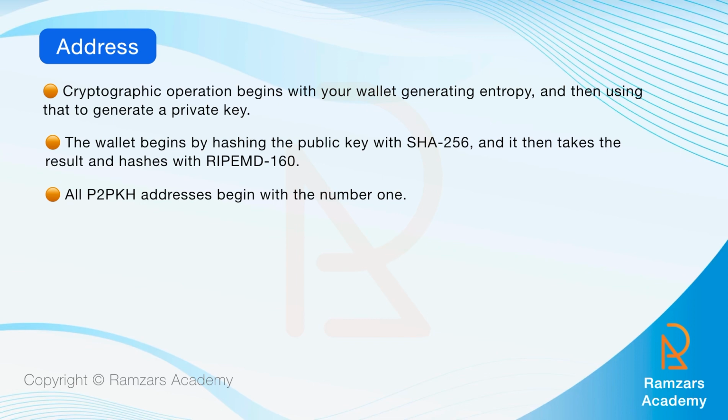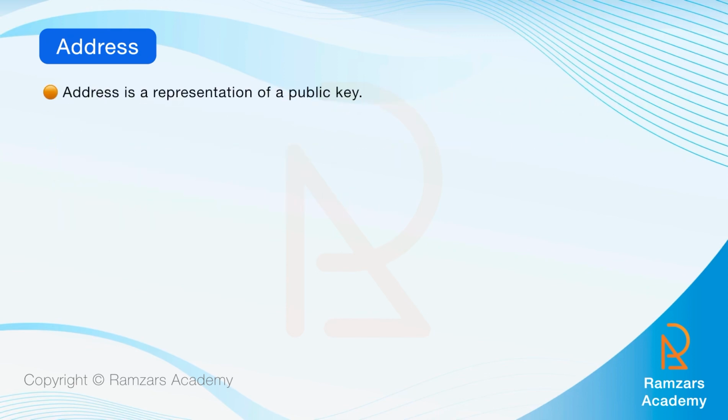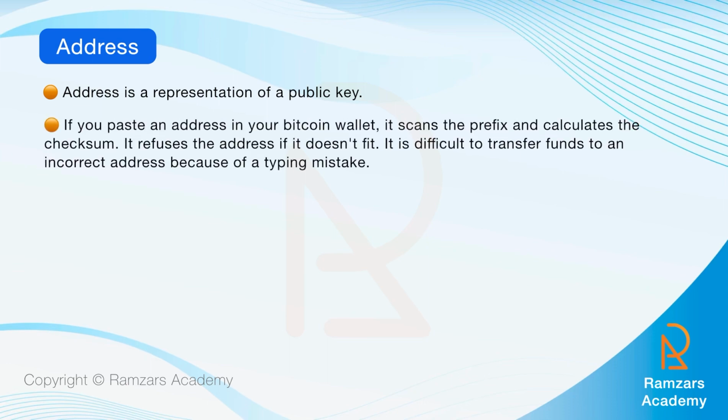At the end of the string, 4 checksum bytes are appended. Finally, the wallet encodes this string with a base 58 encoding, and we get a Bitcoin address corresponding to the supplied public key. The resultant address is a representation of the public key. The checksum is added to remove some alphanumeric characters from the address to avoid the possibility of a typing error. The Bitcoin wallet calculates the checksum for each address. If it doesn't match, the address gets rejected.